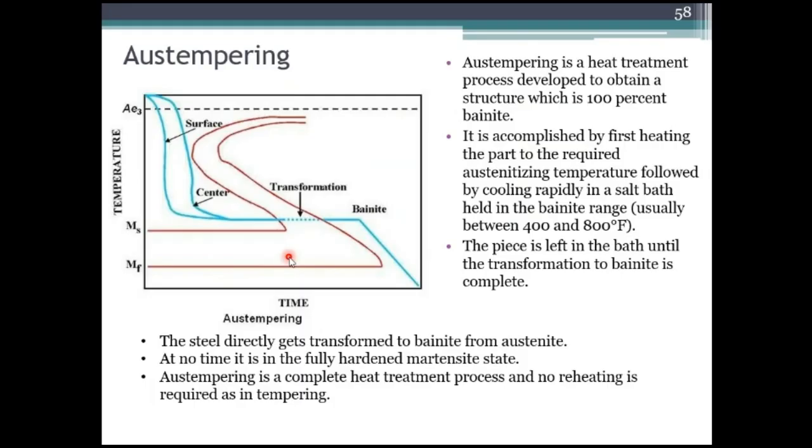So the steel directly gets transformed to bainite from austenite with no intermediate changes. Okay, that is the very important thing. The steel directly gets transformed to bainite and it is fully hardened, like martensitic steel. Austempering is a complete heat treatment process and no reheating is required. In the previous case a reheating is required, but in austempering a reheating is not required.